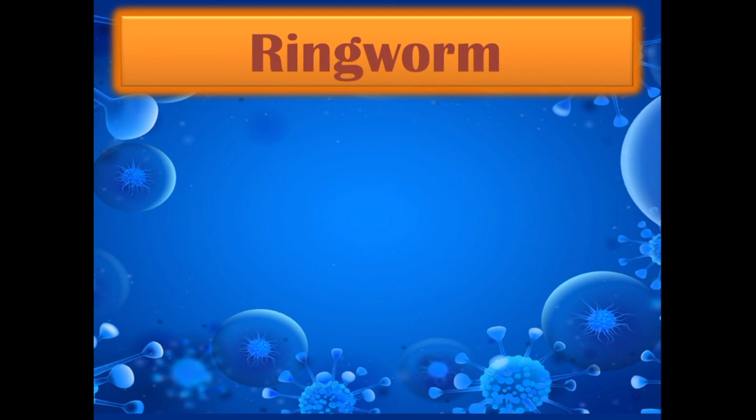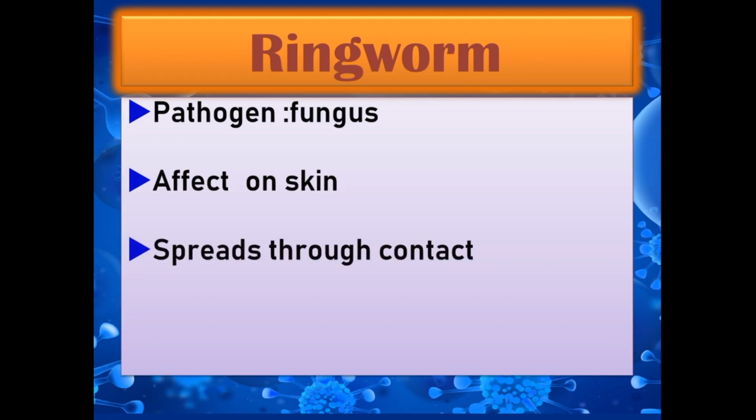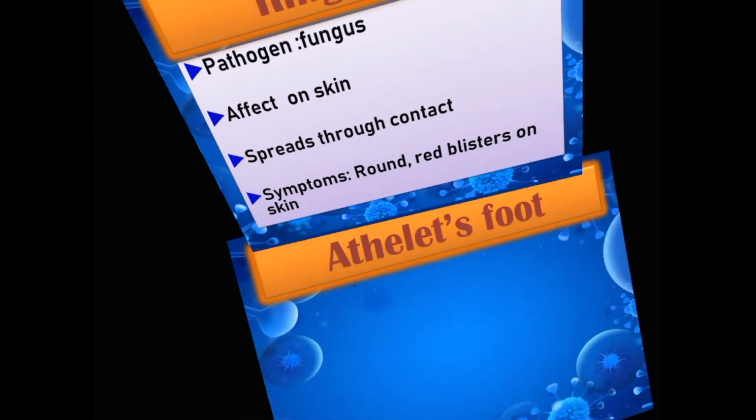Now let's see some diseases caused by fungus in the human population. First one is ringworm. Ringworm is caused by a type of fungus. It mainly affects our skin. And how is it spread? It spreads through contact. Symptoms include round red blisters. Blisters means small bubble-like structures on the skin. So round red blisters on the skin are the main symptom of ringworm.